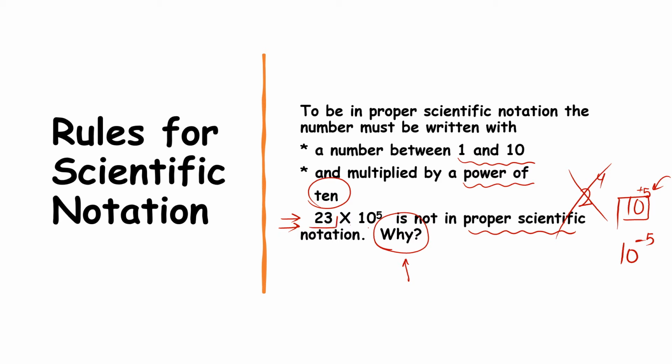Here it is 23, right? And I said that the number must be between 1 and 10. It means it could be 1, 2, 3, 4, 5, 6, 7, 8 or 9. The number couldn't be 10 or greater than 10, whereas here the number is 23. So it is not the proper scientific notation.